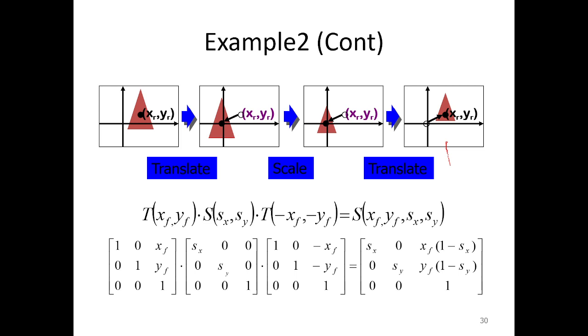The matrix representation is 1 0 xf, 0 1 yf, 0 0 1, times sx 0 0, 0 sy 0, 0 0 1, times 1 0 minus xf, 0 1 minus yf, 0 0 1, which equals sx 0 xf of 1 minus sx, 0 sy yf of 1 minus sy, 0 0 1.